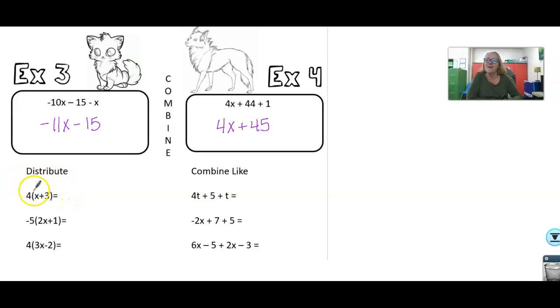All right. 4 times x is 4x. And 4 times +3 is +12. Okay. -5 times 2x is -10x. And -5 times +1 is -5.